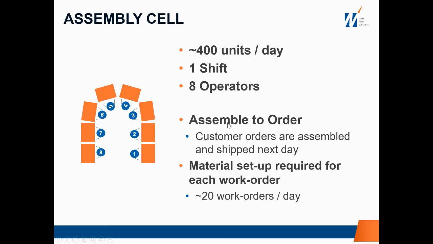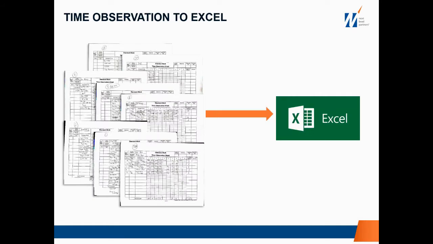And each customer order translates into a separate work order and is a different part number, and it requires a different material setup, has a different bill of material for our assembly cell. So the primary downtime that deducts from our available time is the downtime associated with setting up the materials for each work order.